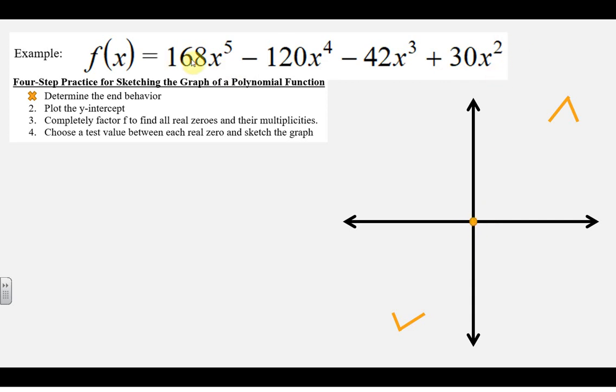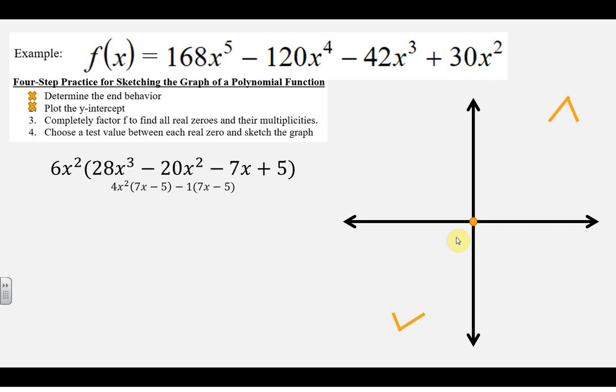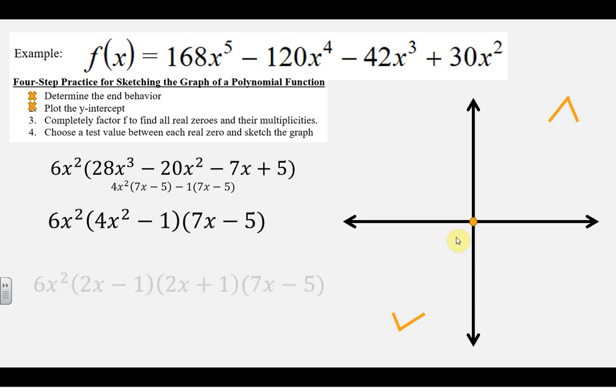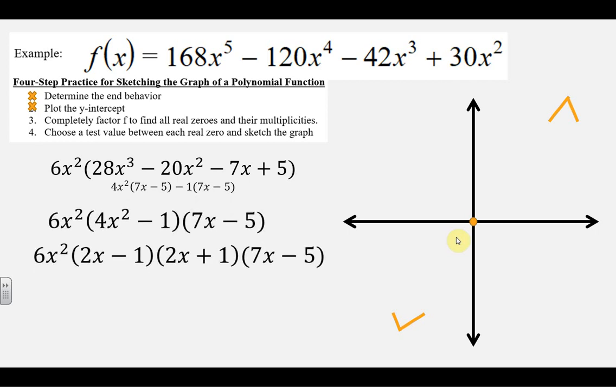The nice thing about not factored form is all you need to look for is your constant number for your y-intercept. There isn't a constant value, so that means it's 0. Now it comes to factoring. Always start with GCF if you can. So I took out a 6x squared, and then you factor by grouping. And then 4x squared minus 1, don't forget that can break up to 2x minus 1 and 2x plus 1.